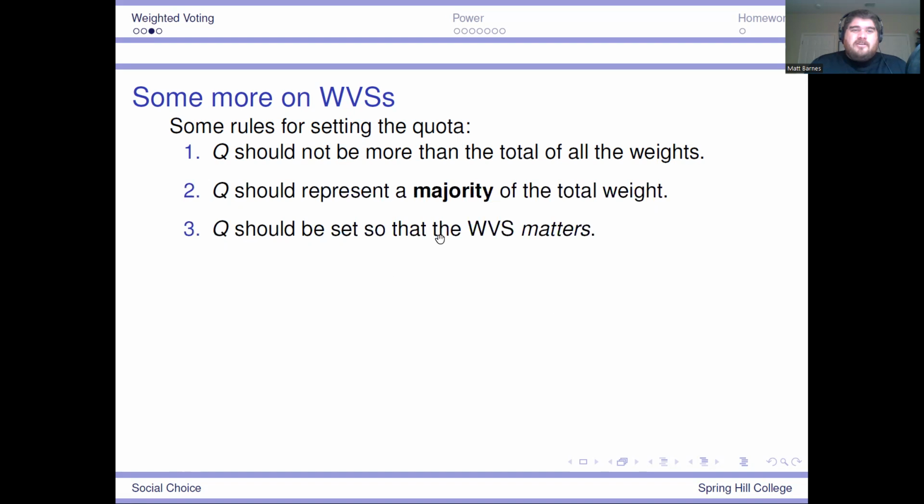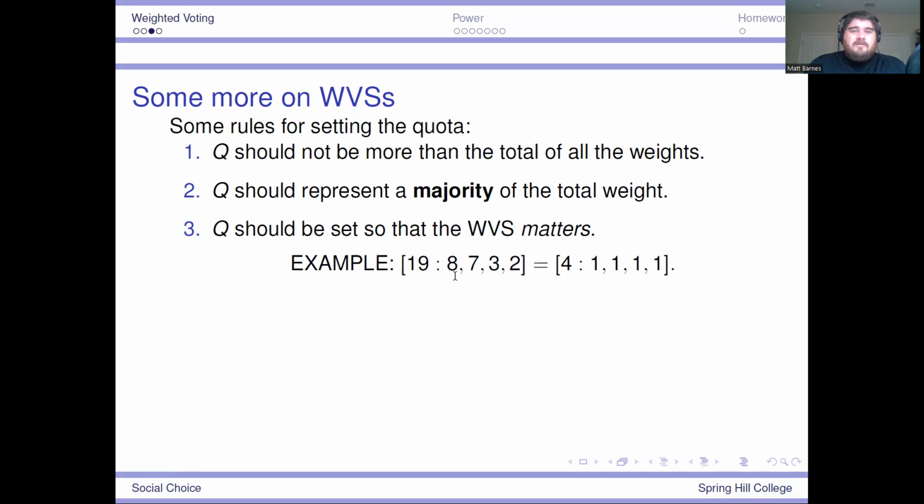And this last one's a bit interesting. So Q should be set so that the weighted voting system matters. What this means is that we want to set it in a way where the distribution of the weights and the players are actually meaningful. For example, if we have this setup here, where we need 19 votes to pass something, and we have 8, 7, 3, and 2 in terms of our players, if we do 8, 7, and 3, that adds up to 18 total. So the only way to pass this would be if all 4 people vote yes.